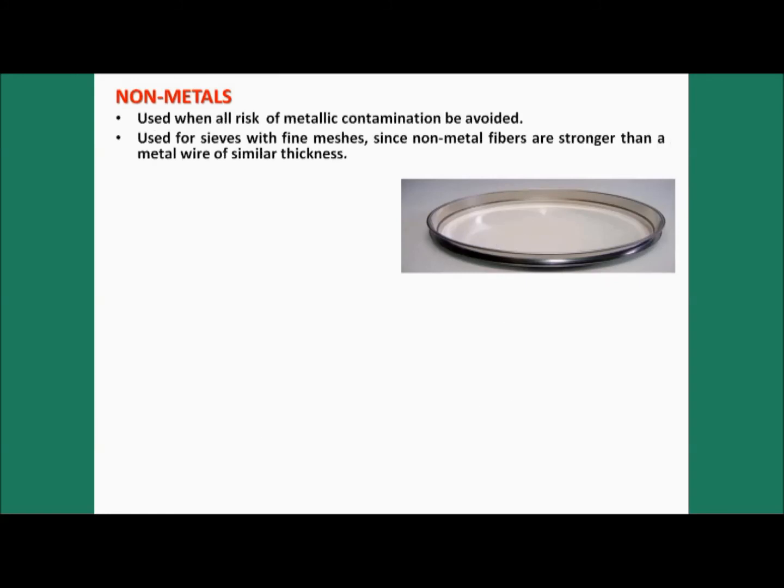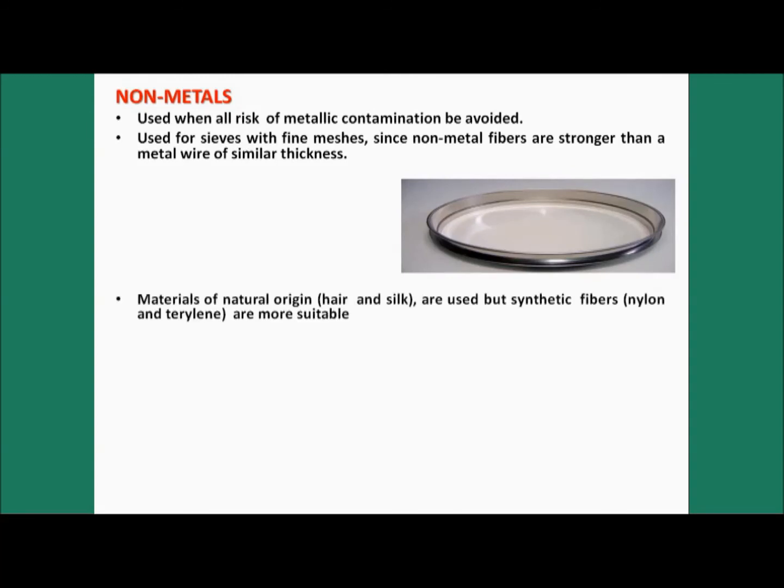So you see here, it is used when all risk of metallic contamination has to be avoided. Suppose the drug has a greater chance of interacting with metals. In such cases, you can use a non-metallic sieve. It is used for sieves with fine meshes. These non-metal fibers are stronger than metal wire of similar thickness. So they have a greater strength.